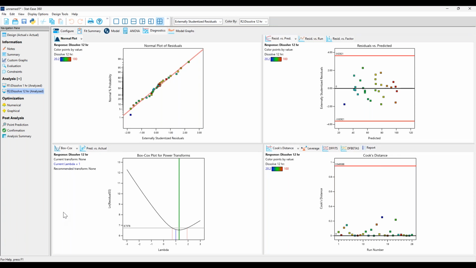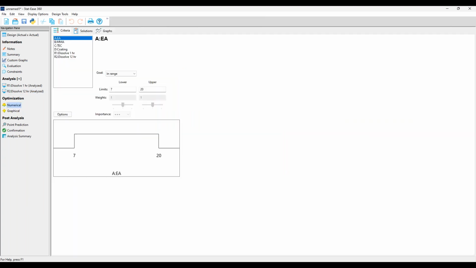Okay, so I've created 2 models for our 2 responses in an optimal design where the computer has selected the appropriate data points for me. Now all I need to do is find the answer. So I'm going to put my 2 criteria in. Dissolve in 1 hour. That's another target. And here we want that to be, what we say, 20. No lower than 10, no more than 30.